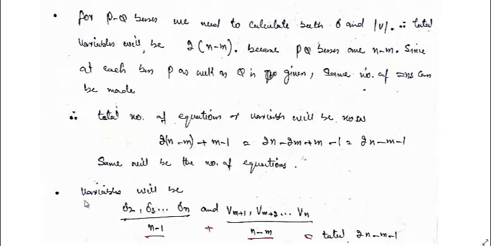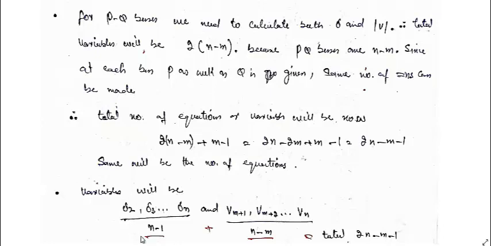What are the different variables? In the previous case, we had delta 2, delta 3 up to delta N, and we had V2, V3 up to VN. But here, the deltas will be the same, but the voltages will change, because the voltages for PV buses from 2 to M are given. That means the voltages for PQ buses we have to calculate, that is VM plus 1, VM plus 2, up to VN. The total number of variables will be N minus 1 plus N minus M, that is 2N minus M minus 1.